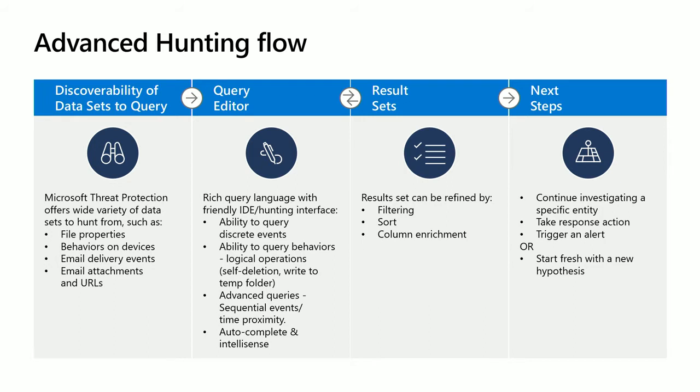The next step after this is either to continue to investigate on the entity itself. For example, if we get a result of a process execution, we can now pivot over to the machine page in MTP or in MDATP and take a look at what happened before or after. Another thing that we can do is take a response action. We can isolate a file, we can trigger an alert, we can isolate a machine, and so on. Or if, maybe good news, we didn't find anything, so nothing bad happened, we can start off fresh with a new hypothesis.